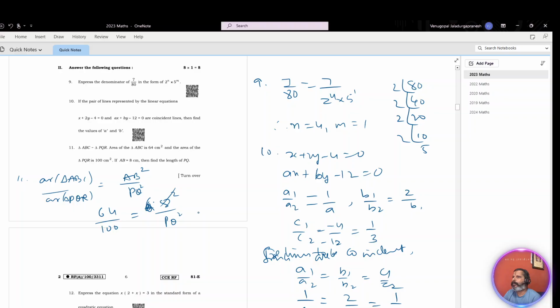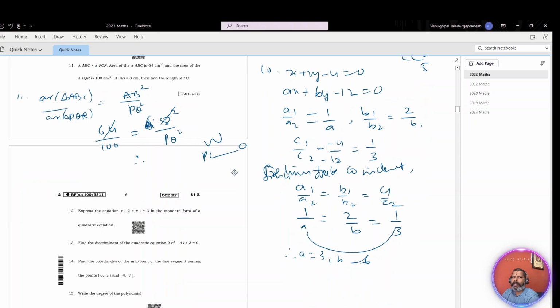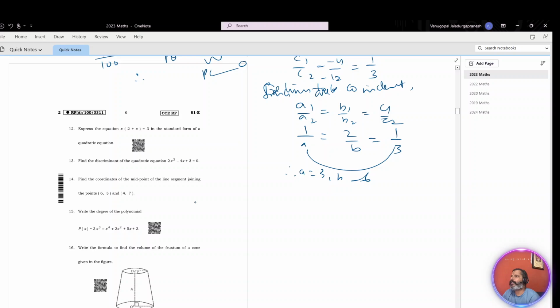Move ahead to the next question, the 12th one. Express in the standard form. What is standard form? Just open that and put it: 2x plus x square equal to 3. X square plus 2x minus 3 is 0. This is in standard form.